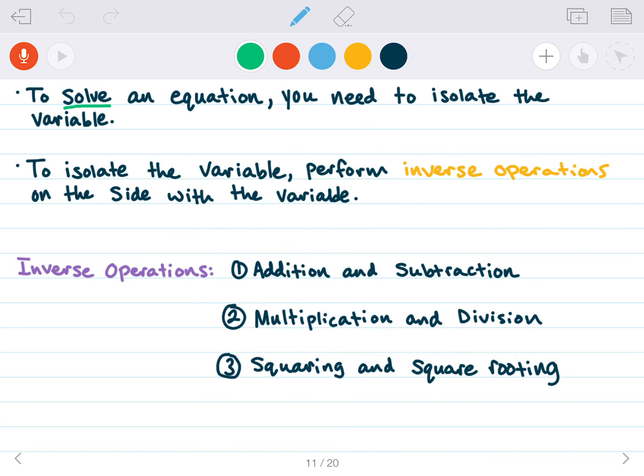So let's talk about strategies for solving equations. We need to isolate the variable. We need to get the variable by itself. And to do that, we can perform what's known as inverse operations on the side with the variable.